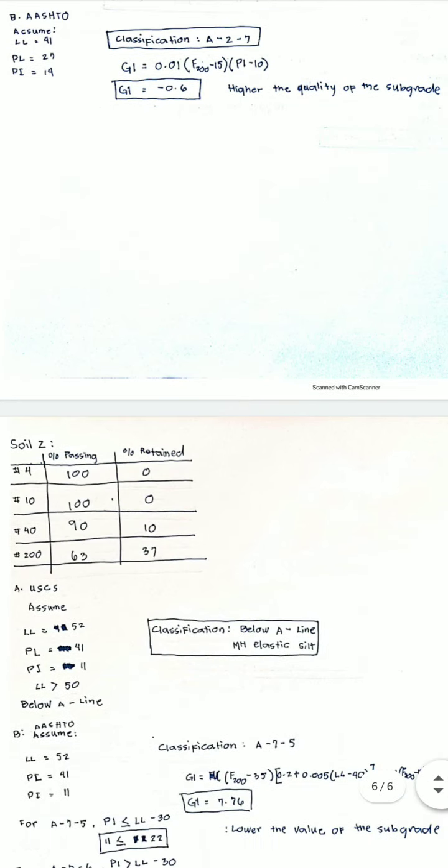Now soil Z. By analyzing the grain size distribution table, I obtained the data of soil Z: at sieve size number 4, it has 100% passing, 0% retained. Sieve size number 10, 100% passing, 0% retained. Sieve size number 40 has 90% passing and 10% retained. Sieve size number 200 has 63% passing and 37% retained.